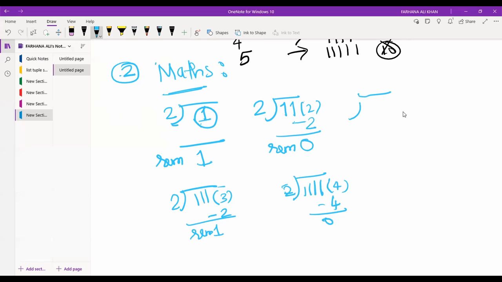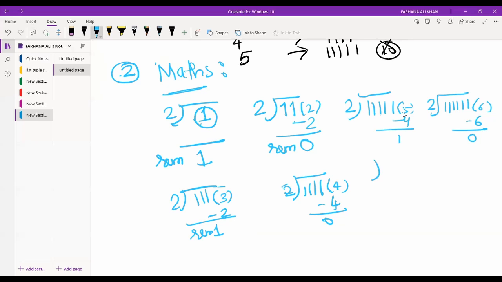Now we have number 5. When we divide by 2, what do we get? We get remainder 1. Now the next number is 6: 1, 2, 3, 4, 5, 6. When we divide by 2, what do we get? We get remainder 0.